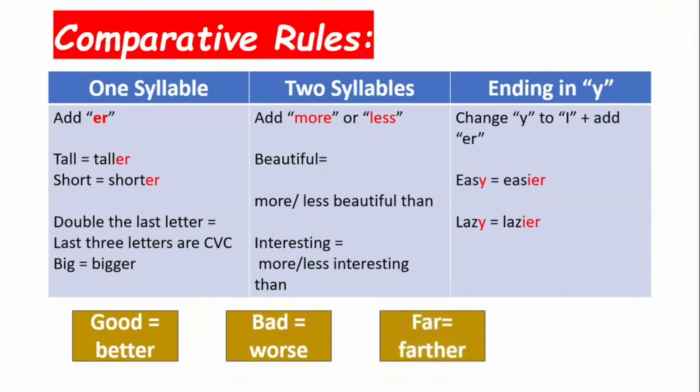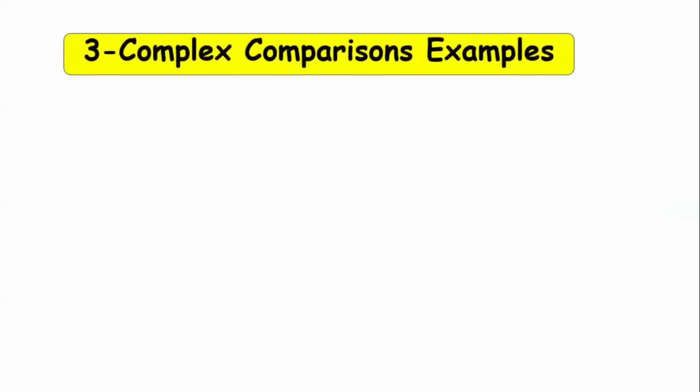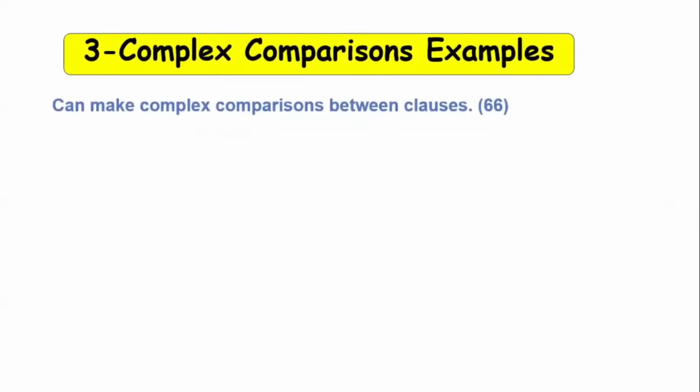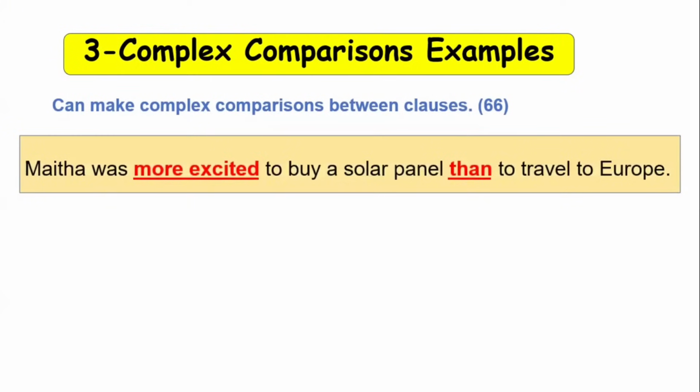Far and farther, and also far and further. Of course, the difference between farther and further is that farther, usually you're talking about the physical distance, يعني أبعد المسافة. But further is more often used to mean more. Like when I do further research, you need further research, يعني more research. Okay? So let me give you some complex comparisons examples that I collected from previous PowerPoints.